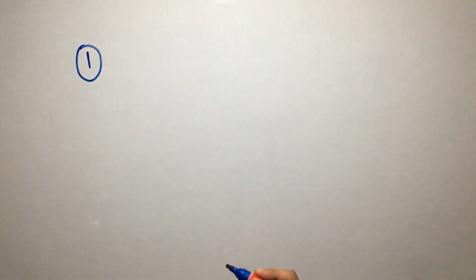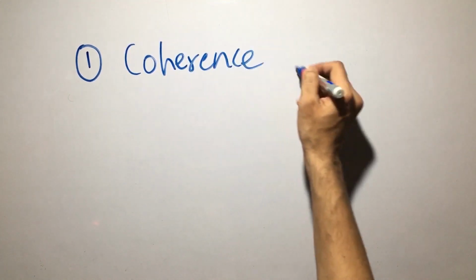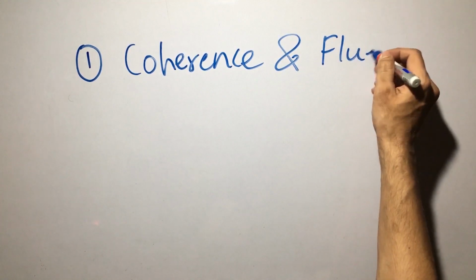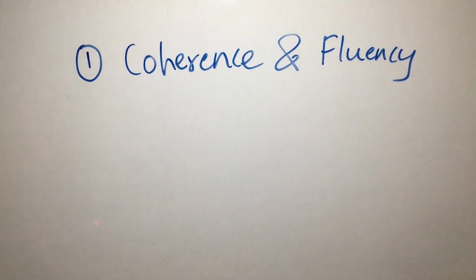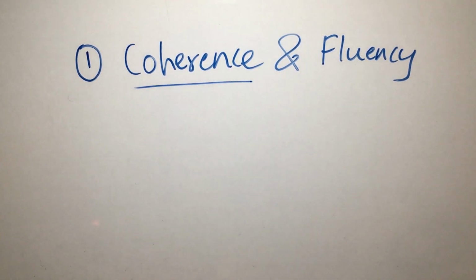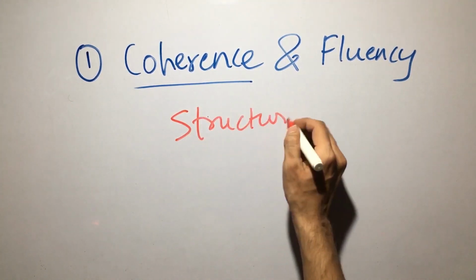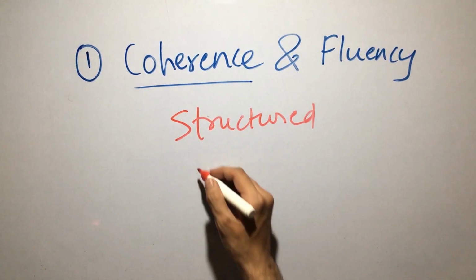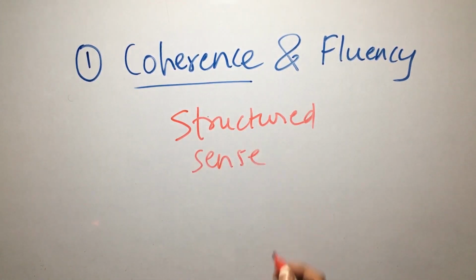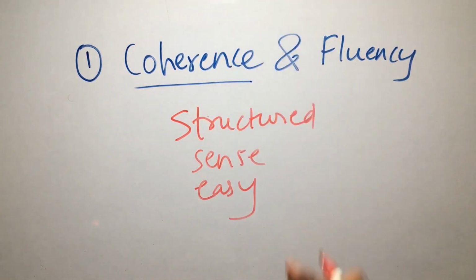Okay, let's start with number 1. Number 1 is called coherence and fluency. Coherence and fluency is the first one. Let's discuss coherence first, and then we'll discuss the fluency part. What happens in coherence is how structured your speech is. Is it making sense to the other person who is listening? Is it easy to understand? That is what we call a coherent speech.